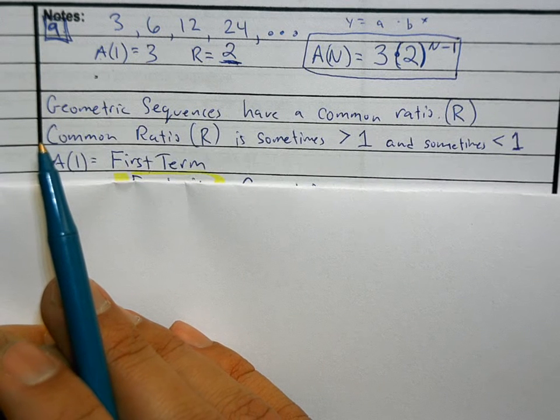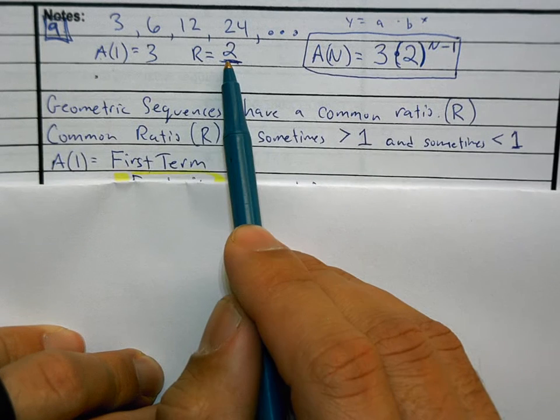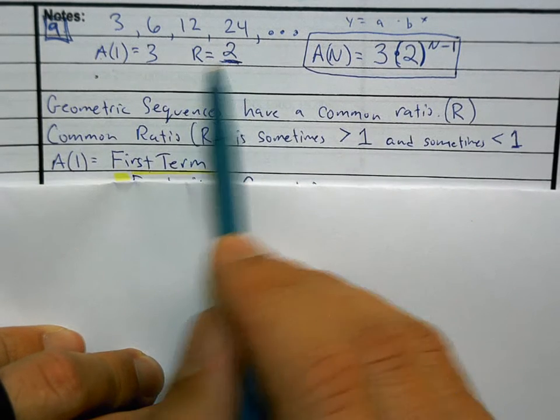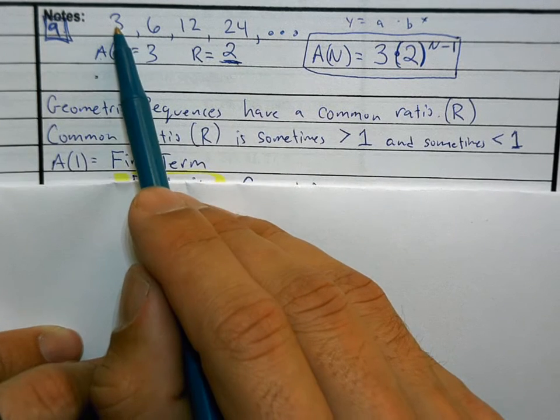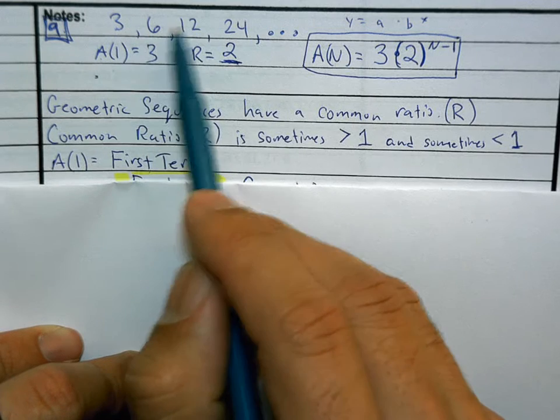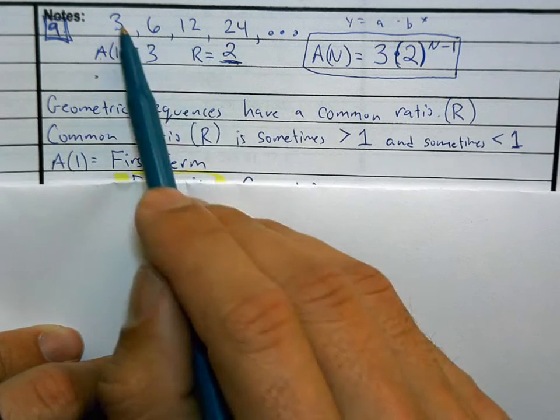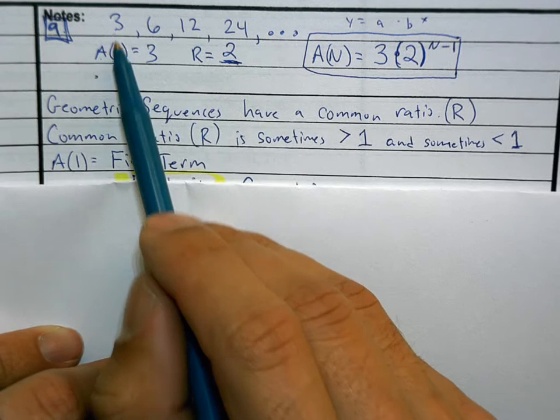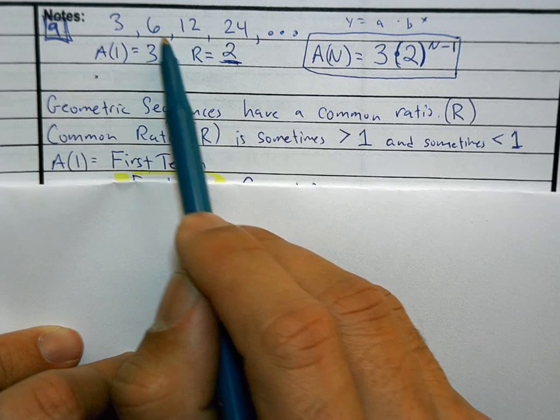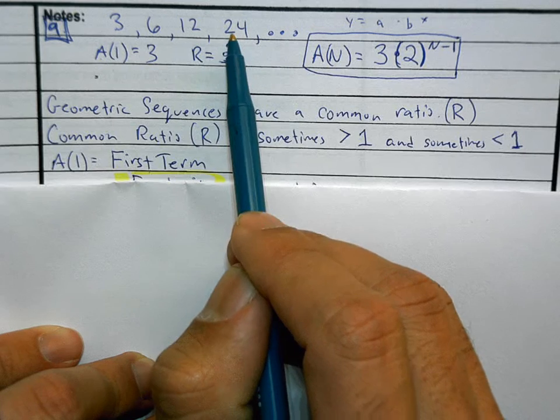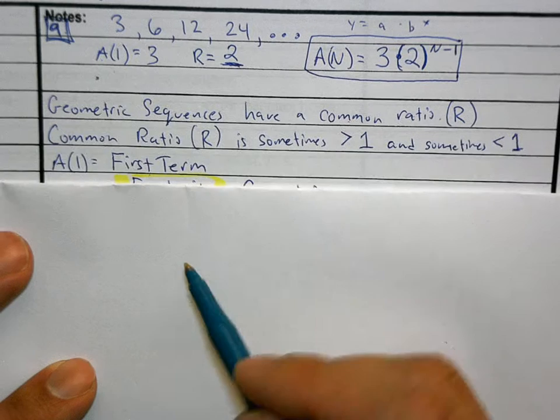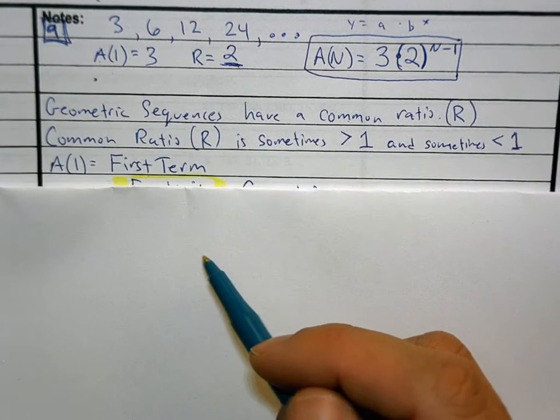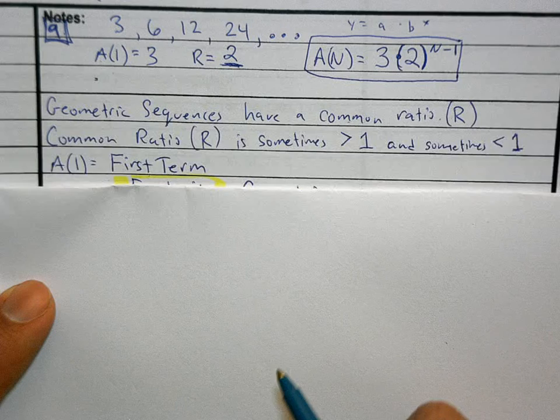Chase: I don't understand R being 2. Why is it 2? Okay. The reason why the common ratio is 2 is because how did I get from 3 to 6? How do I get from 6 to 12? How do I get from 12 to 24? What am I doing to those numbers? We're multiplying by 2 for this pattern. That's what the definition of a common ratio is. What are you multiplying by? It could also be what you're dividing by, just so you're aware.